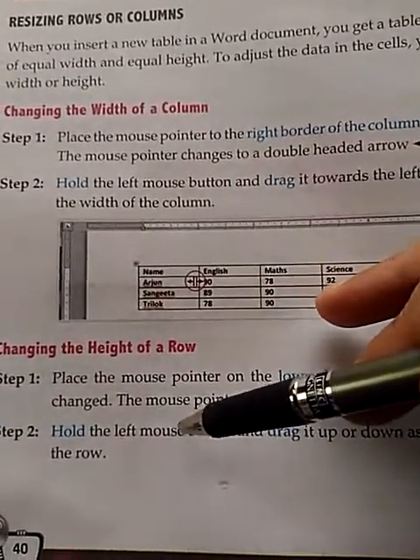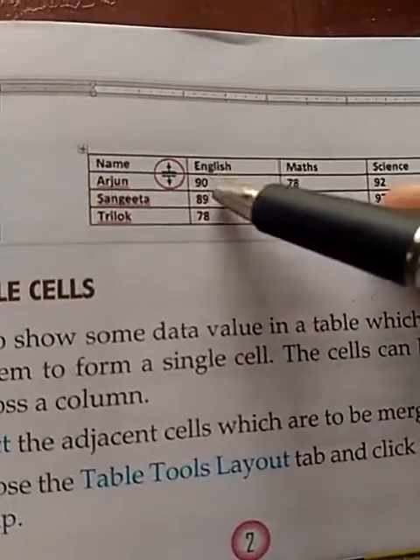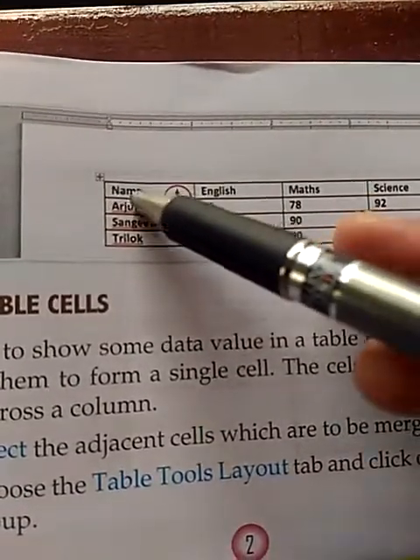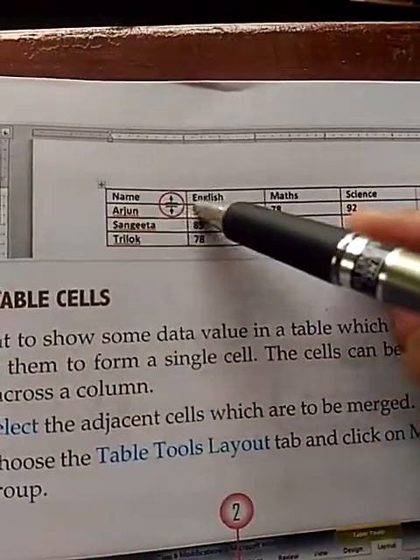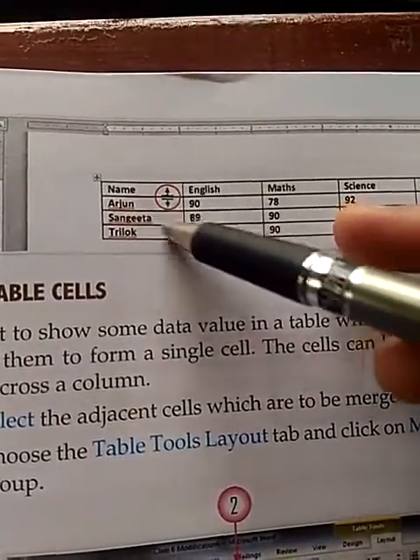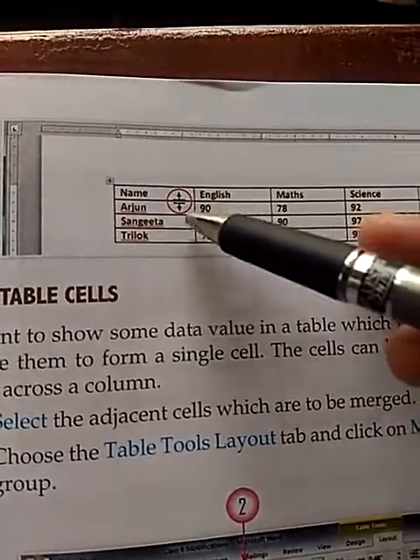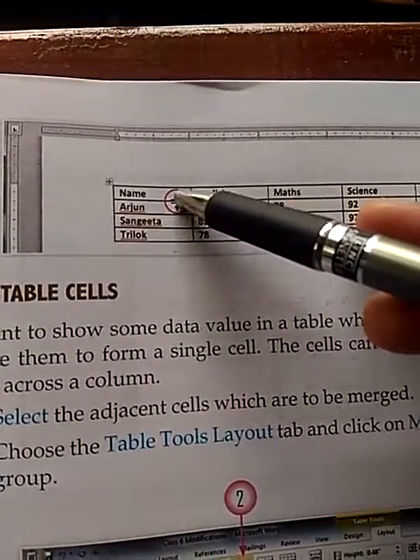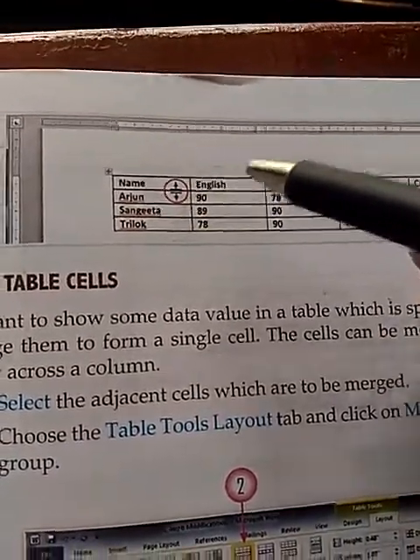In the same way, you can increase the height of the row. How? Place the mouse pointer over this line, over this row line. Your mouse pointer will become a double-headed arrow. After that, drag it upward and downward to change the size of the row.